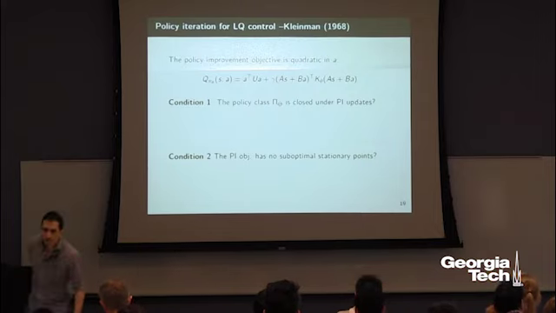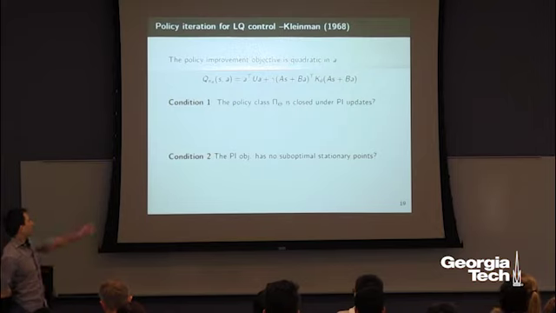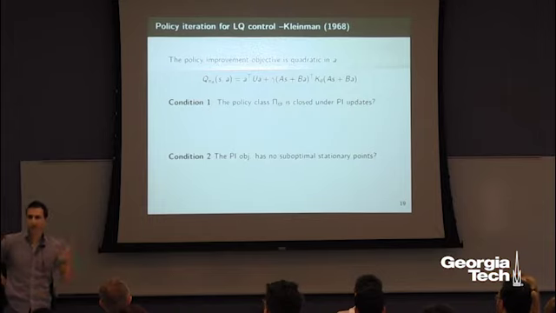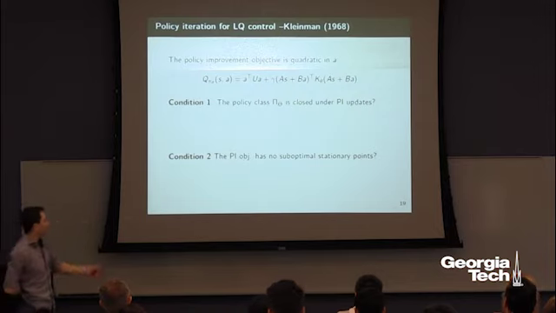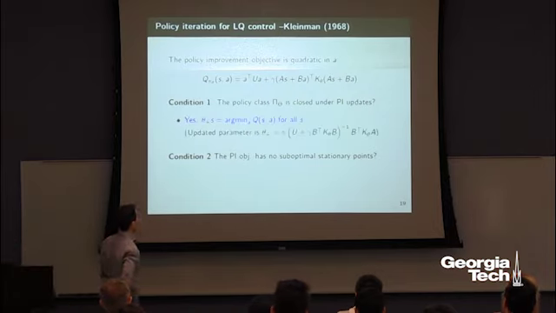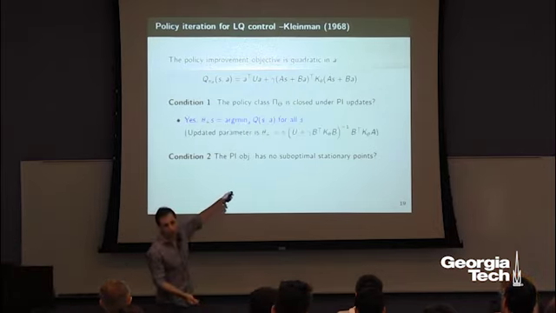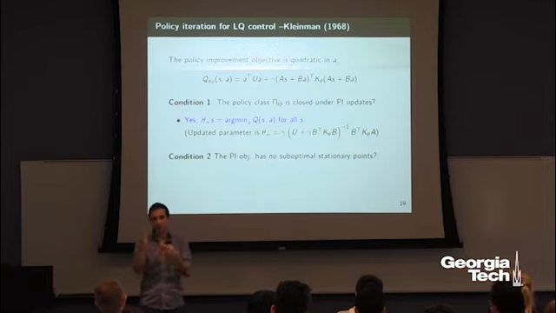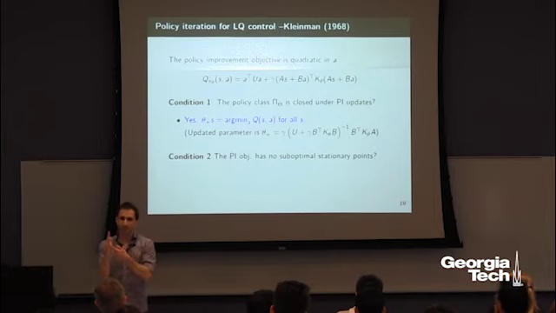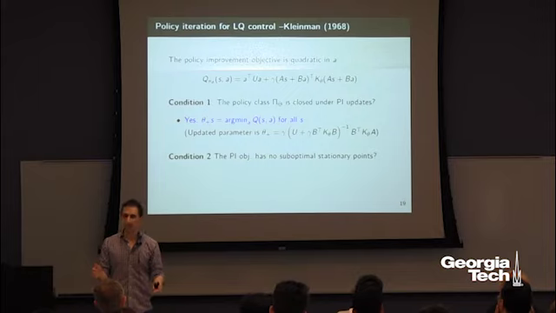So our first question is, if I start with some linear policy and I apply a policy iteration update, do I get a linear policy back? And that answer has been known at least since 1968 and is pretty easy. You can just eyeball that if you minimize this quadratic, you get out some function that's linear in the states. And so I start with a linear policy, I end up with a linear policy. That's the magic of linear quadratic control.